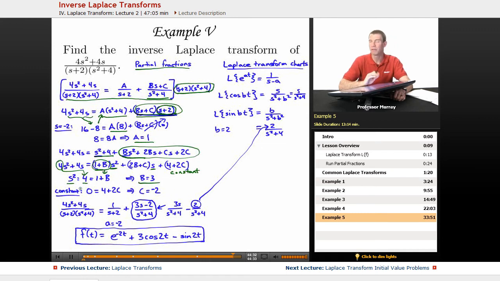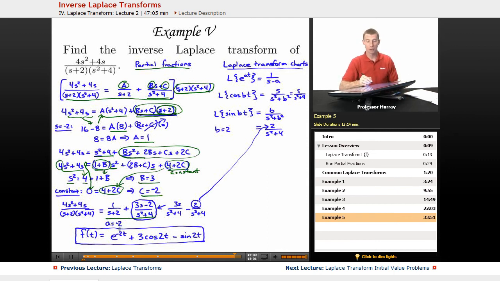And then I skipped over s because it looked a little more complicated. I skipped right to the constant. On the left, I got 0. That's coming from that 0 there. On the right, I got 4 plus 2c. So that's where that came from. And that was an equation I could quickly solve for c being negative 2. So then I took that a, b, and c, I plugged them back into my original guess, and that's how I figured out this partial fraction expansion.